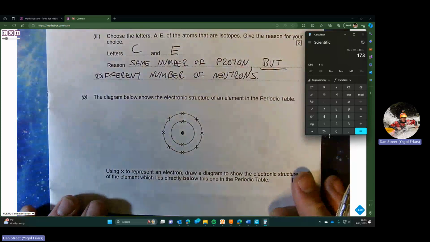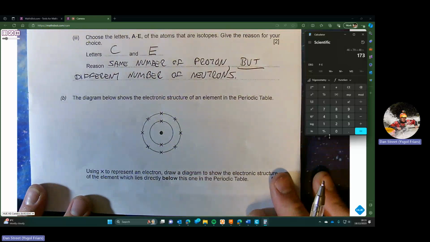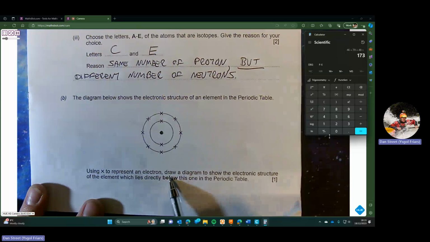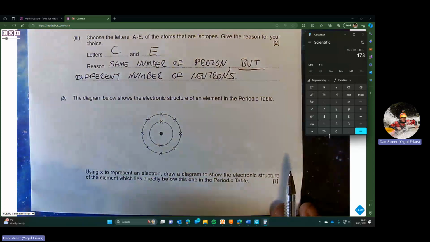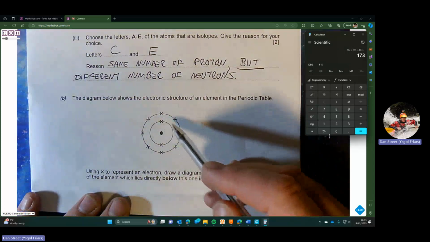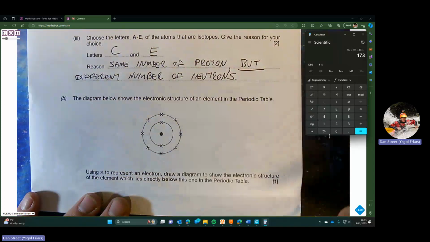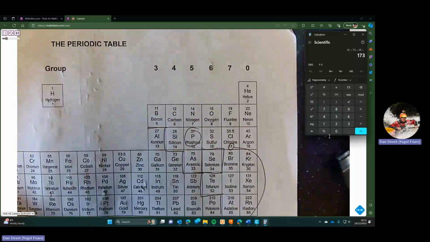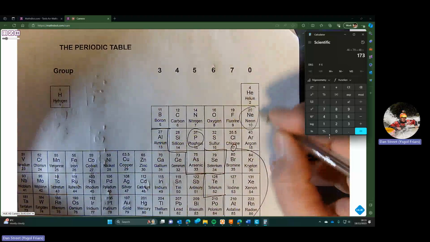The diagram below shows the electronic structure of an element in the periodic table. Using X to represent an electron, draw a diagram to show the electronic structure of the element which lies directly below this one in the periodic table. So in order to do this, there's a couple of ways. One way would be to simply count the number of electrons. So 1, 2, 3, 4, 5, 6, 7, 8, 9, 10. Okay, and identify which element it is on the periodic table. Okay, so the element with 10 electrons, in other words, an atomic number of 10, is neon. Okay, so that's neon there.